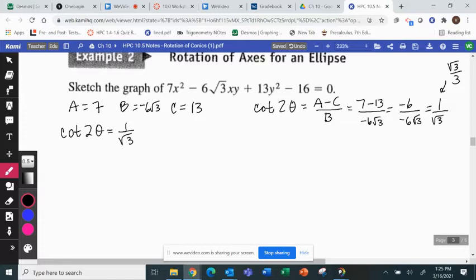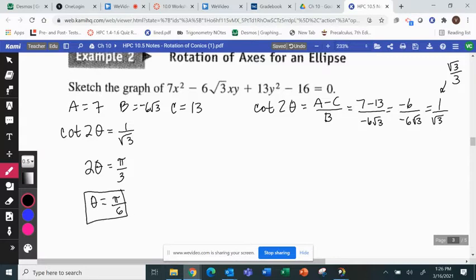So my next question is, if the cotangent of 2 theta is square root of 3 over 3, then what's 2 theta? Where is the cotangent square root of 3 over 3? It is not pi over 6. Yeah, it's pi over 3. It was a 50-50 on that one. So now if 2 theta is pi over 3, then what's theta? That one's pi over 6.